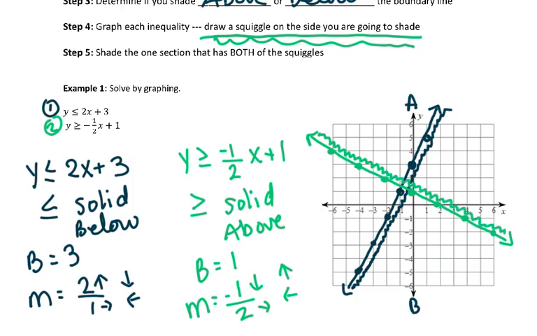Now we are looking for the section that has both squiggles. So if we look, I have section 1, 2, 3, and 4. Section 1, there is no squiggle. Then there's the blue squiggle. So that's not it. There's no squiggle in section 2. Section 3, there's green squiggle, but no blue squiggle. Section 4 has blue squiggle, green squiggle. So there's 2 squiggles there. That is the section that you shade. It's the one that has both of them.